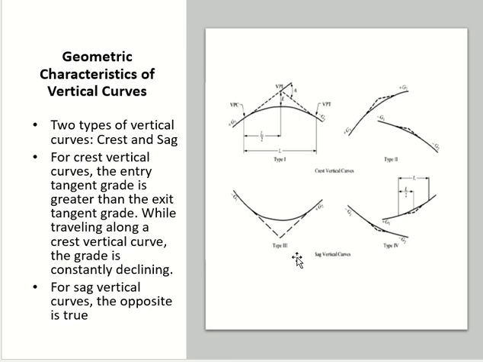Same thing for the sag curve as well. You can have a sag curve with gradients in different directions, or you can have a sag curve with gradients in same direction. So type 1, crest, gradients in different direction. Type 2, crest, gradients in same direction. Type 3, sag, different directions. Type 4, sag, gradients, same direction. Clear?